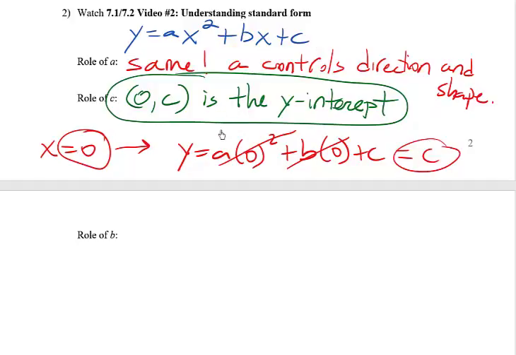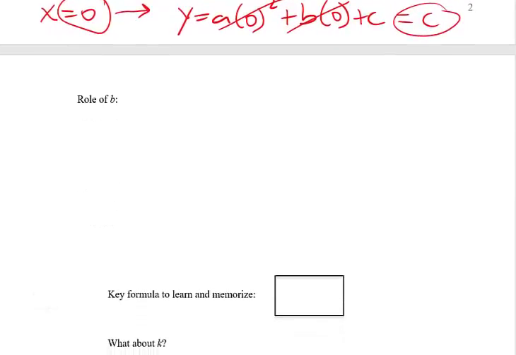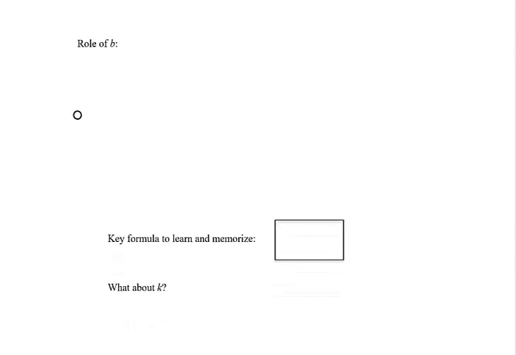Okay, we've covered a, we've covered c. What about the role of b? Well, this one is the trickiest. b doesn't really do anything directly, but it is involved in helping you to determine the vertex when you are in standard form. Remember, there's no h and k in standard form, so you can no longer just see the vertex. You have to actually figure out what it is.